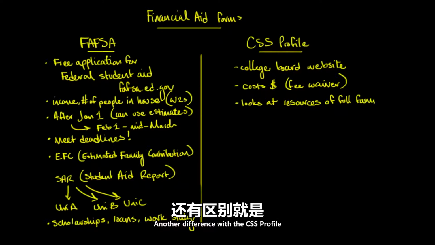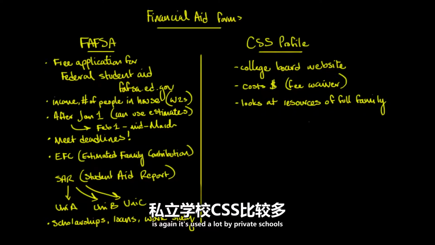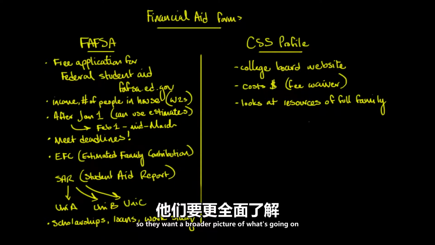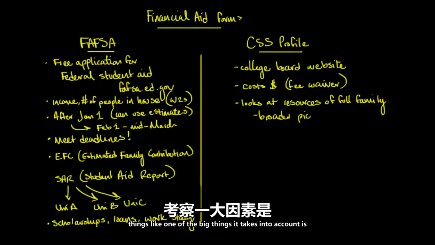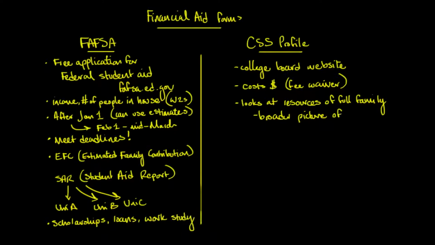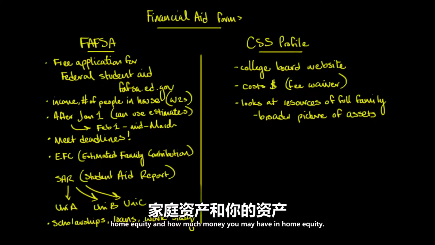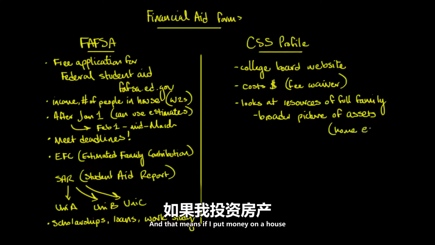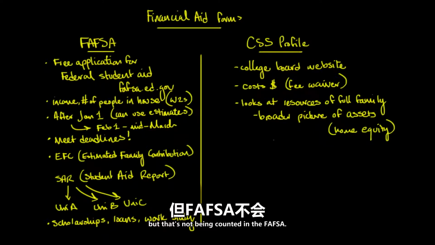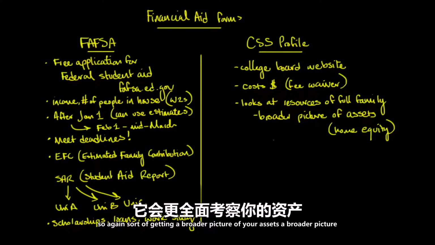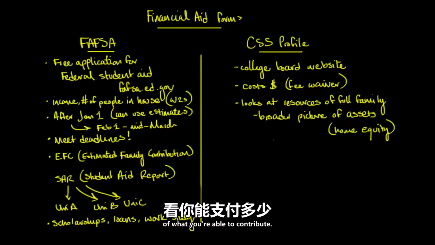Another difference with the CSS profile is, again, it's used a lot by private schools and for their institutional money they have. So they want a broader picture of what's going on in the household. One of the big things it takes into account is home equity and how much money you may have in home equity. Okay, and that means if I own a house, that gets counted in the profile, but that's not being counted in the FAFSA. Yeah, correct. So again, getting a broader picture of your assets, a broader picture of what you're able to contribute.